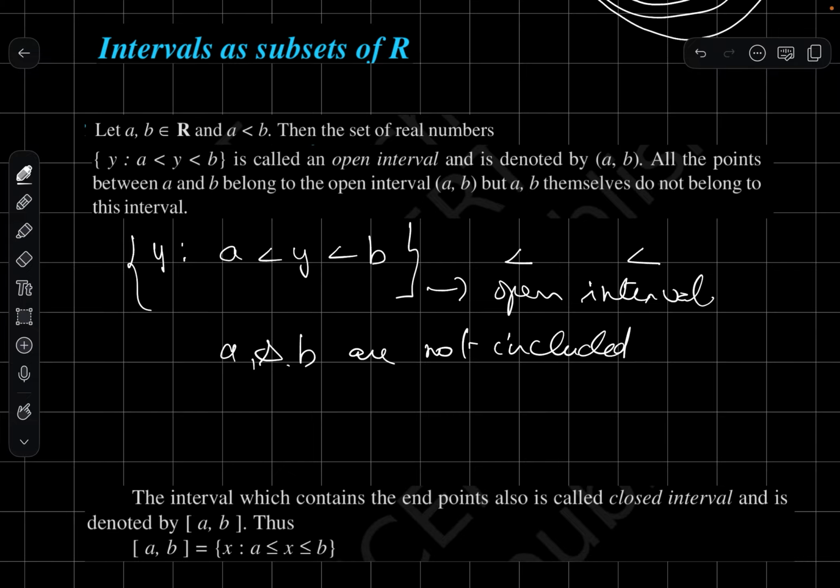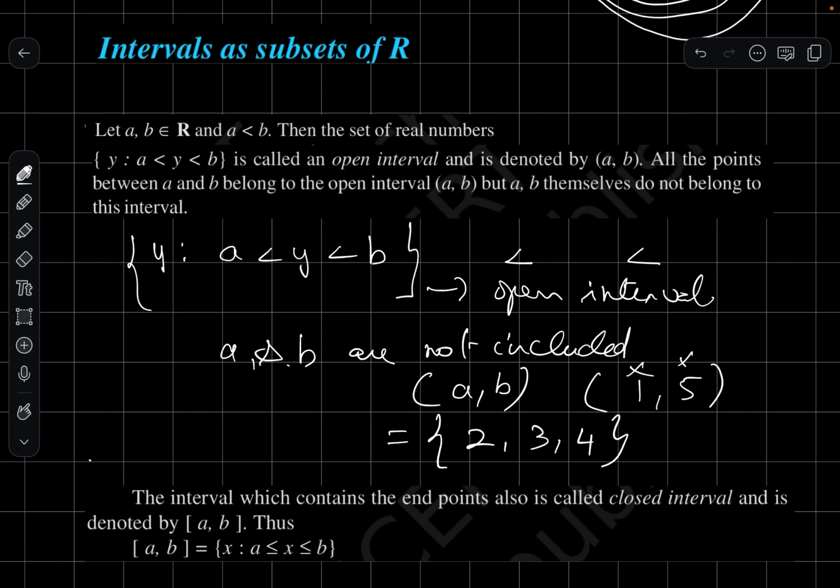How will you denote this? All the time you cannot write in description, set builder form, isn't it? So we denote it as (A, B), where this is the open bracket, the open interval. Suppose for example I give (1, 5). 1 is not included, 5 is not included. So 2, 3 and 4 will be the elements within 1 and 5. And in the number line you can note it as minus infinity here and plus infinity here.